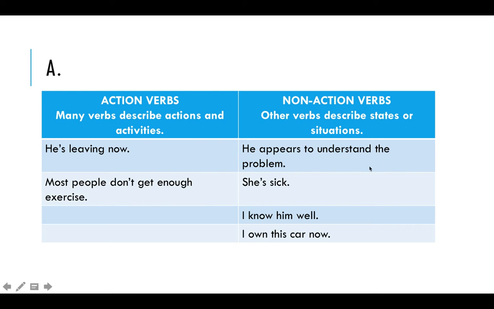But some verbs describe states or situations. He appears to understand the problem. She is sick. I know him well, and I own this car now.